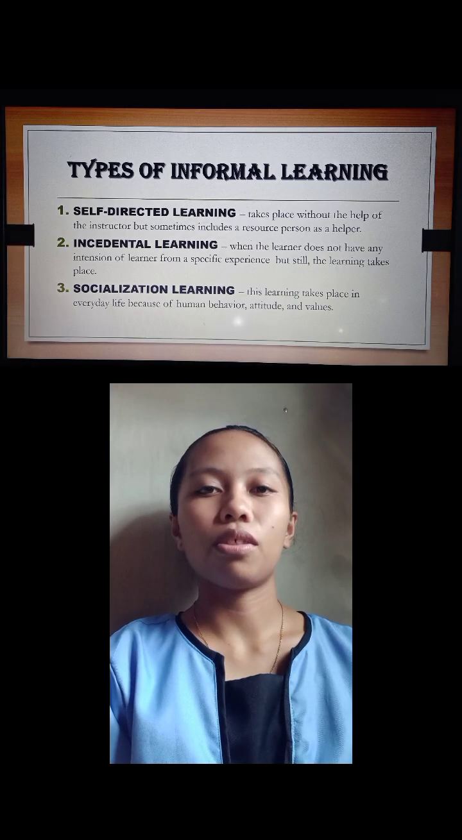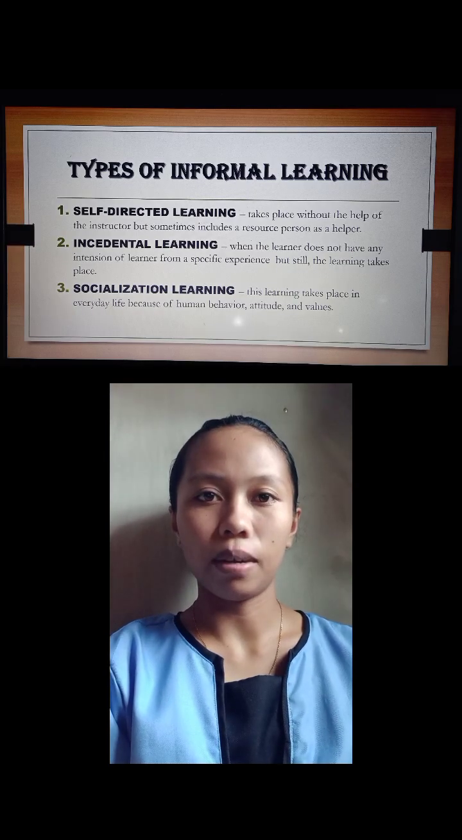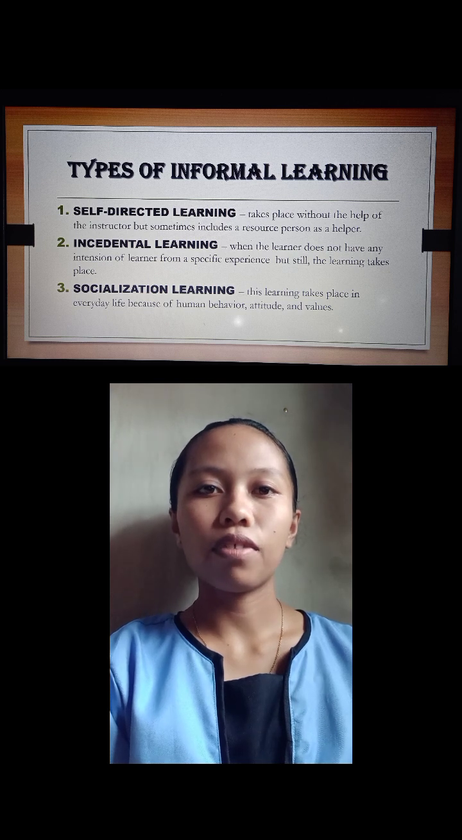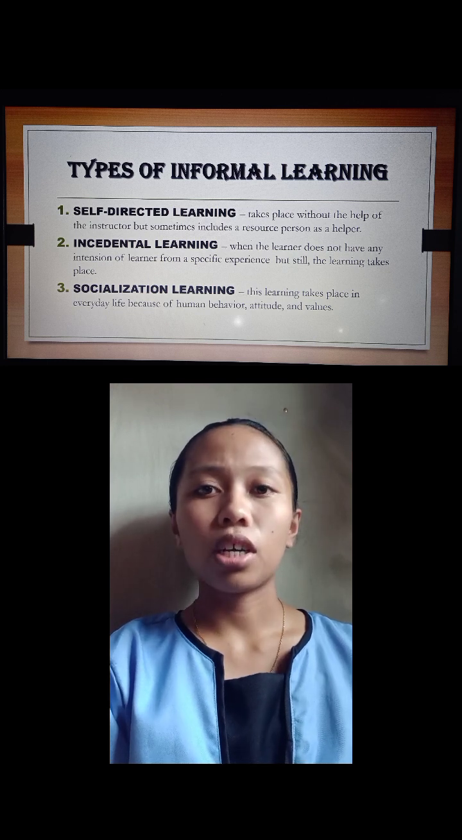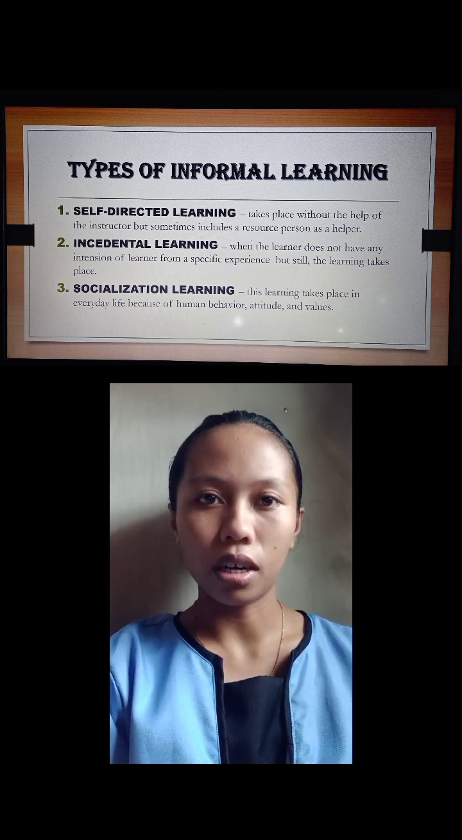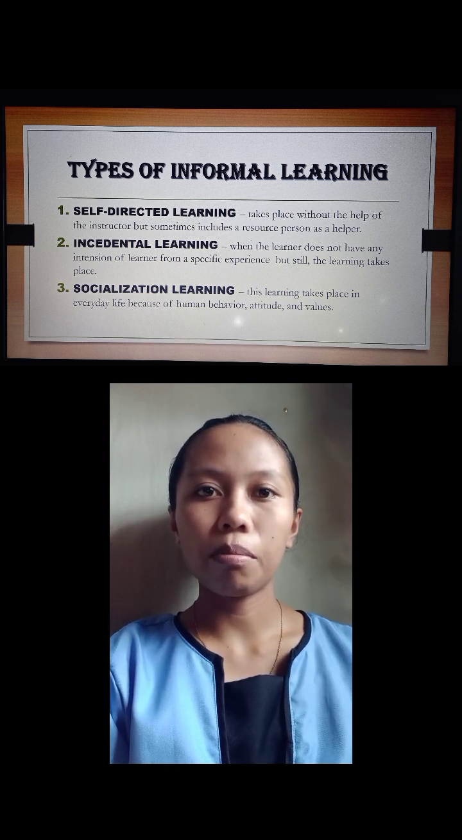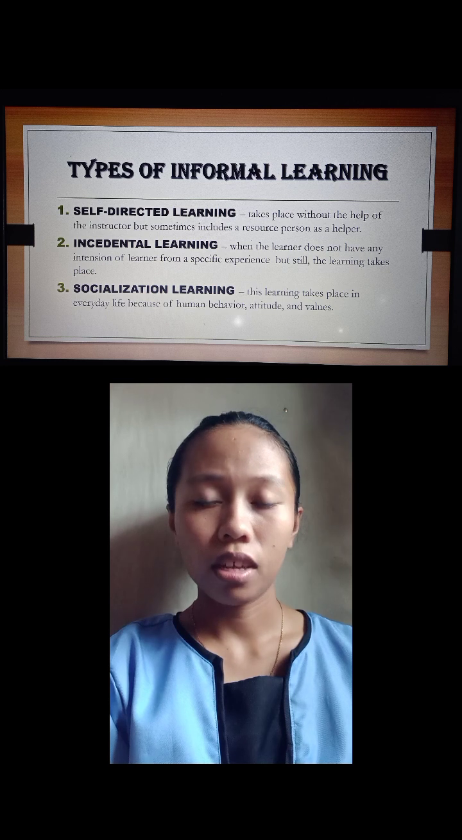Now here are the three types of informal learning. First, self-directed learning. For example, Anna cooked some food for dinner with her mom, but her mom served as her helper. So when Anna cooked, she learned on her own. Even with her mom there, she is learning by herself.